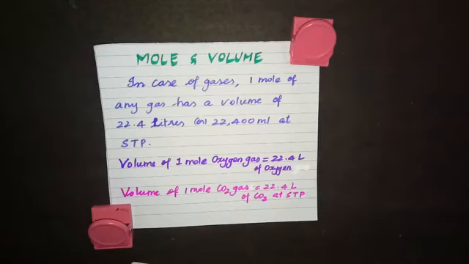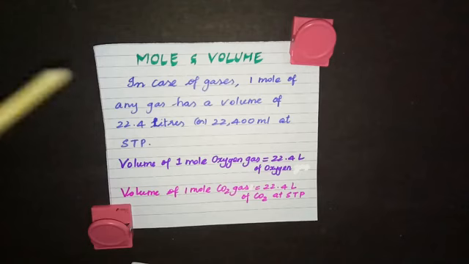When you're talking about gases, in case of gases, 1 mole of any gas has a volume of 22.4 liters or 22,400 ml at STP, which means standard temperature and pressure. This relationship is derived from Avogadro's law, which says equal volumes of all gases will have equal number of molecules at standard temperature and pressure.